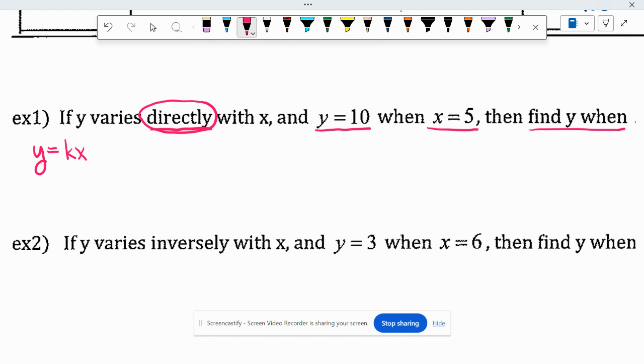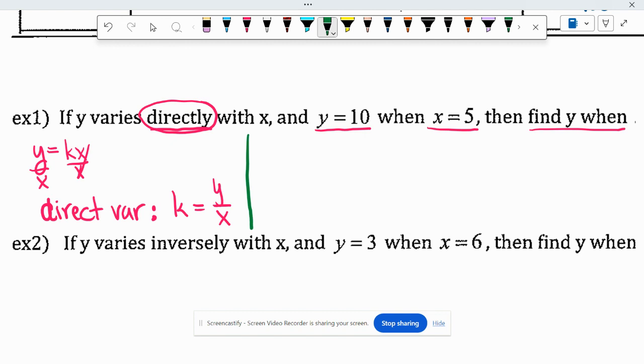Yeah, divide both sides by X. So when you have direct variation, you know that K equals Y divided by X. So just set that up. You're trying to find K. That's the first thing that you have to do every single time. K equals Y divided by X.